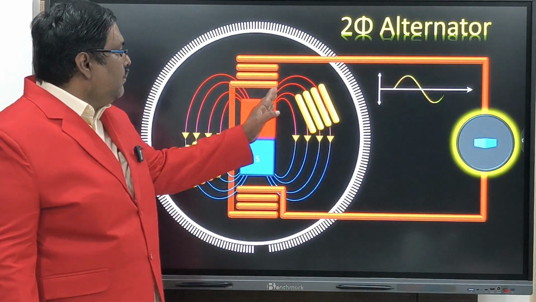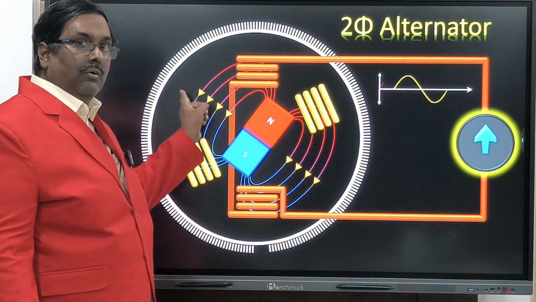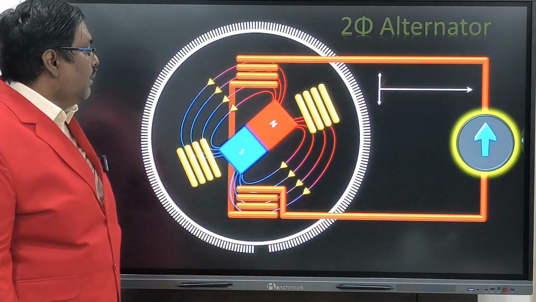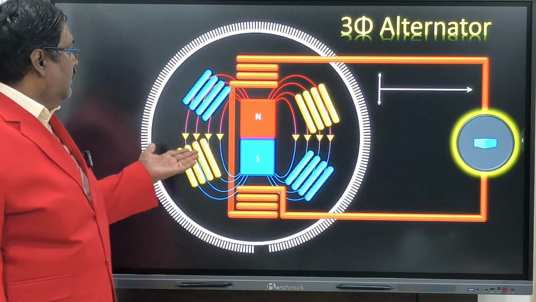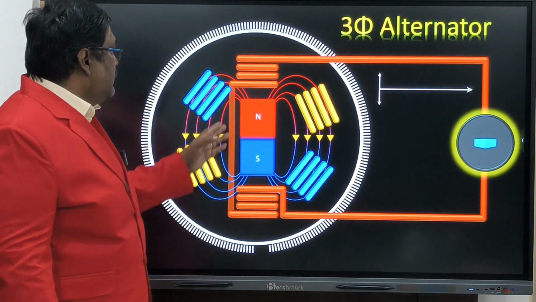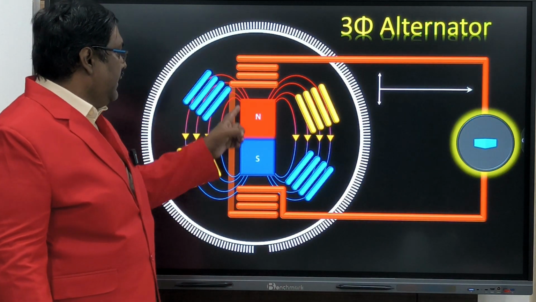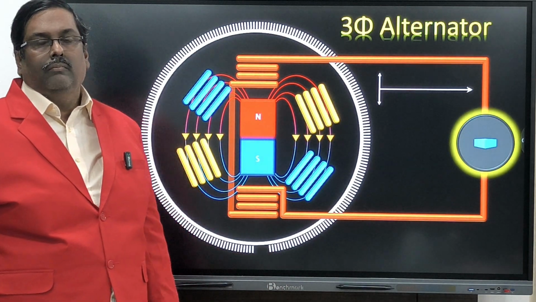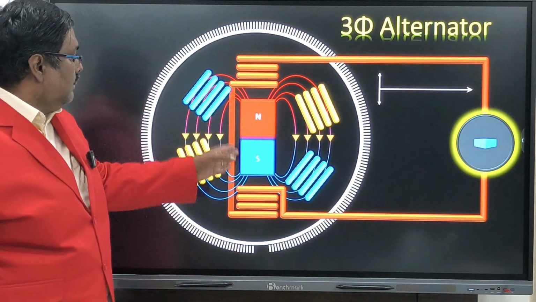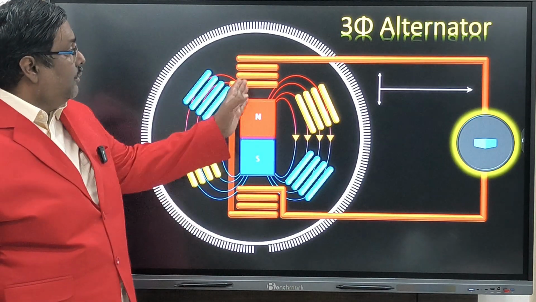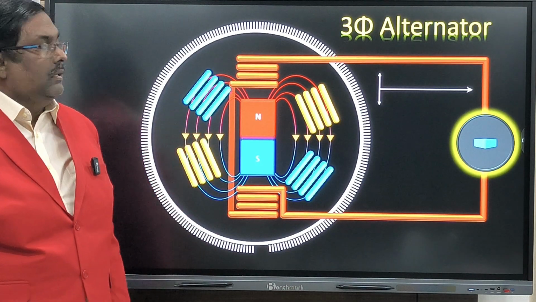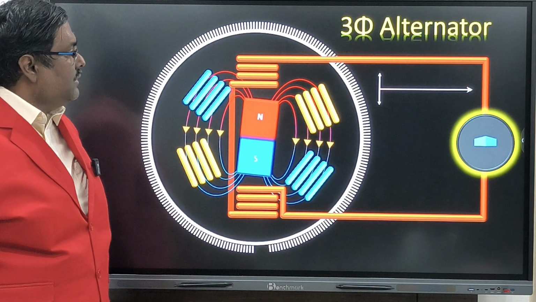Okay. Now I made it only 2, but I want one more. One more gap is there, so I am making one more. That is a blue winding. Now you see, we have 3 windings with 3 series of windings. One winding is having 2 poles. These 2 windings are connected in series in such a way that the output will come in the sine wave pattern. Now you see how all 3 are producing.